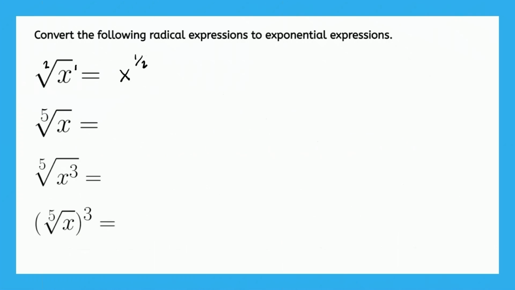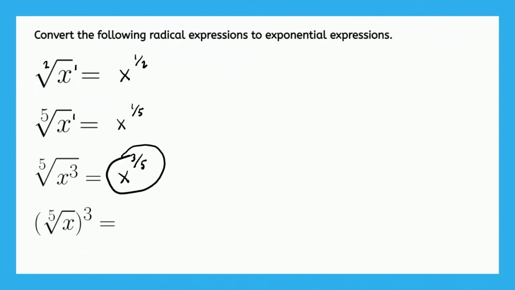Now what about the 5th root of x? Same logic. This x has an exponent of 1, so this 1 will be the numerator and this 5 will be the denominator. This radical expression, the 5th root of x, can be rewritten as x to the power of 1/5. In this third example, we have the 5th root of x cubed. So the numerator in our exponential expression is going to be the 3 instead of 1, and the denominator, again, is going to be 5.